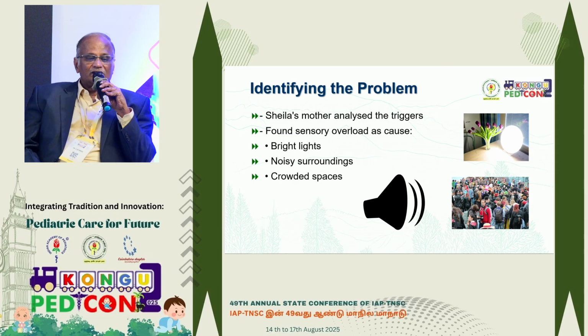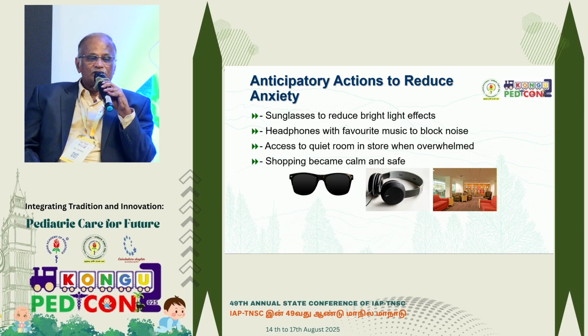She analyzed what was going wrong. She found that there was a sensory overload. There were bright lights, noisy surroundings, and crowded spaces. She gave a solution for all the three: sunglasses to reduce the bright light effects, headphones and favorite music to block noise, and access to a quiet room whenever the crowd was overwhelming. So the shopping has now become very calm and very safe. Again, this is an example of anticipatory actions to reduce the distress. This is just the smartness of the family.